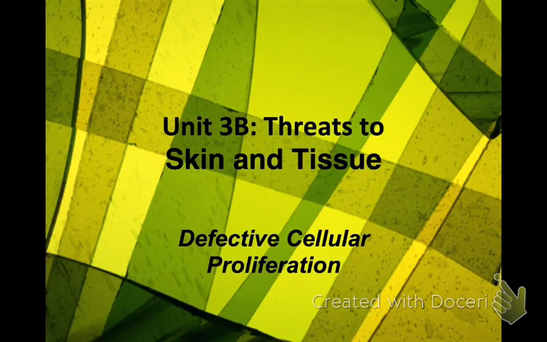We're going to talk about threats to skin and tissue. This is Unit 3B, and it covers Chapter 15 of your book. So it's just kind of an overview of what cancer is. So what is it? It's defective cellular proliferation.